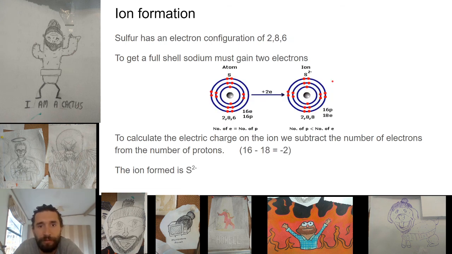Here's another example, sulfur. Sulfur has an electron arrangement of 2, 8, 6. So it's got 16 electrons, 2 in the first shell, 8 in the second, and 6 in the third. To get a full outer shell, because it's got more than 5 electrons, it needs to gain 2 more electrons, here and here, and now it's got 8 electrons in its outer shell. It now has 2 more negative electrons than positive protons.